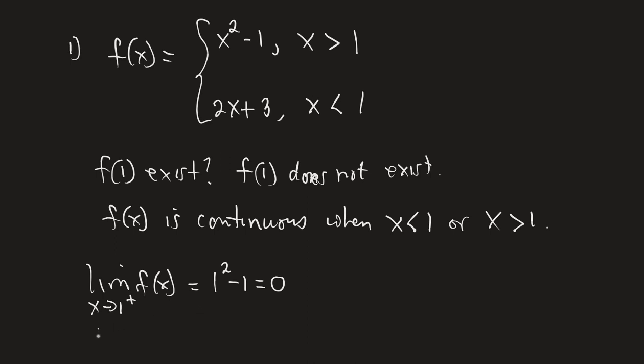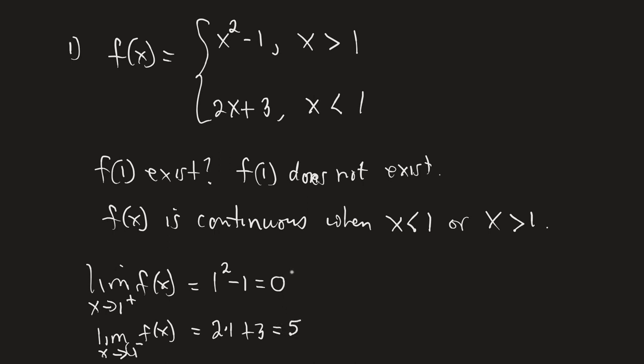Now let's see what happens from the left, right? So if we take the limit as x approaches 1 from the left of this function, so when x is close to 1 but less than 1, we would use the bottom piece. So we would end up getting 2 times 1 plus 3, that's 5.